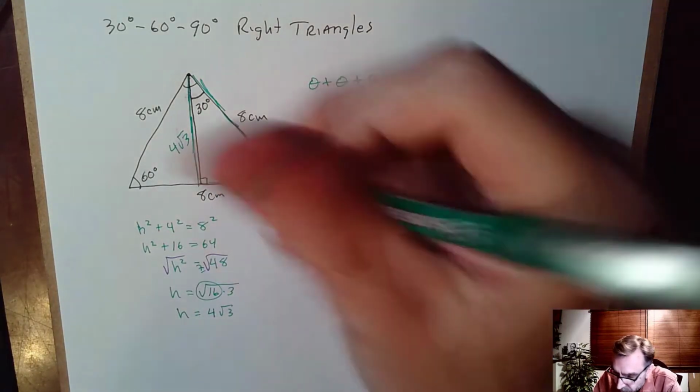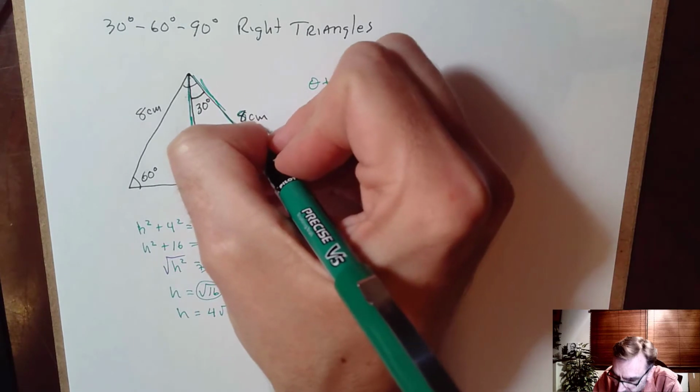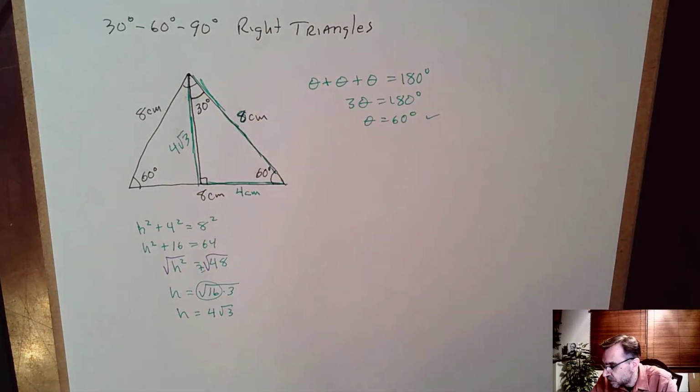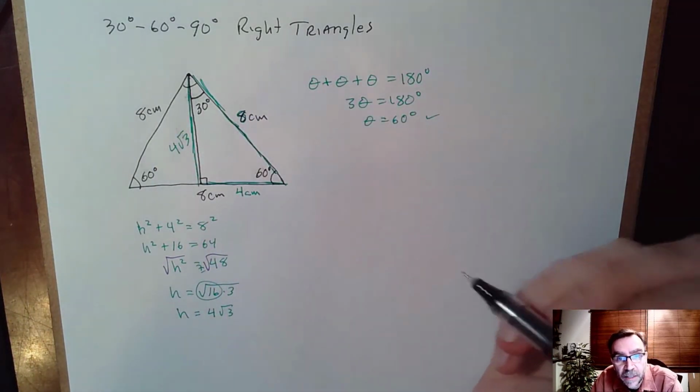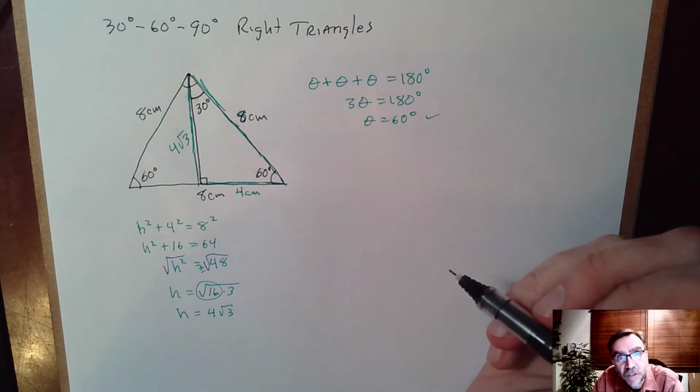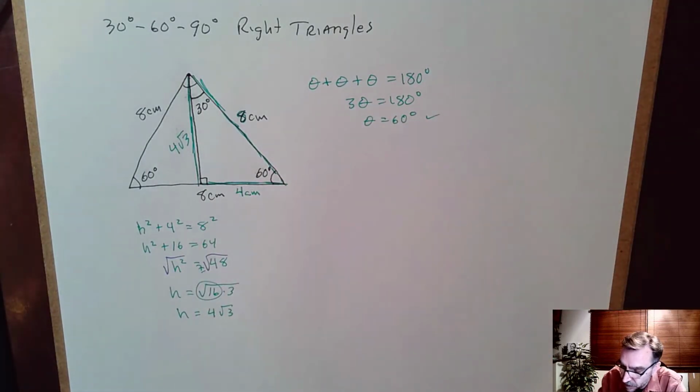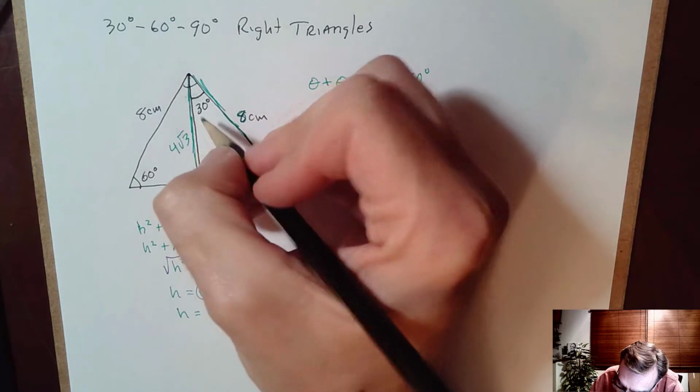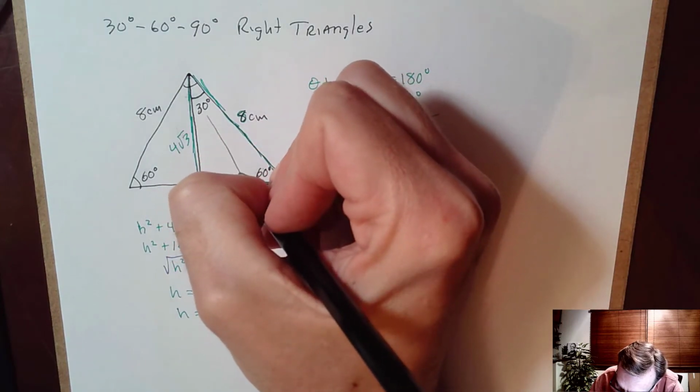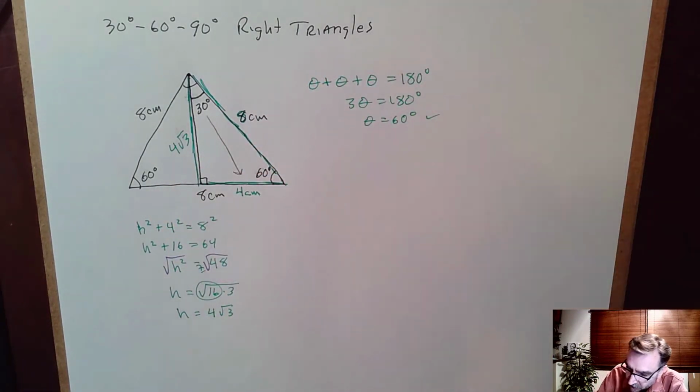Okay, so now we have all of the lengths of all the sides of this 30, 60, 90 right triangle. So now we can actually calculate all 6 trig ratios. Let's start with the 30 degrees. Okay, so I'm looking at 30 degrees. I'll look at the side opposite, which is 4 centimeters.